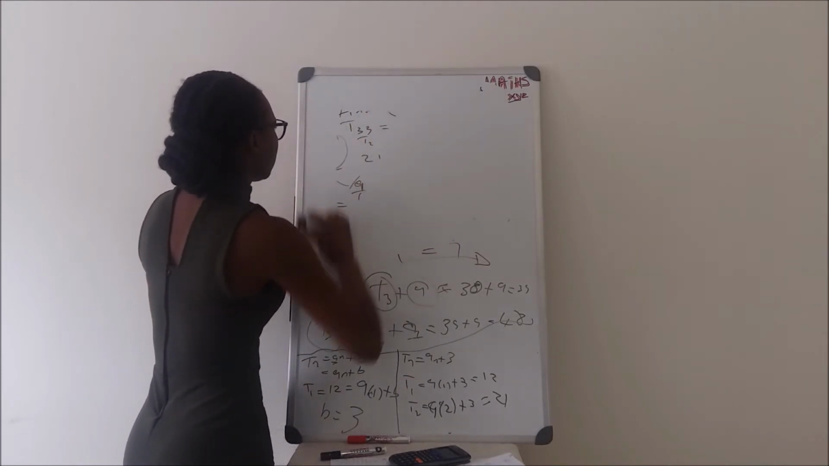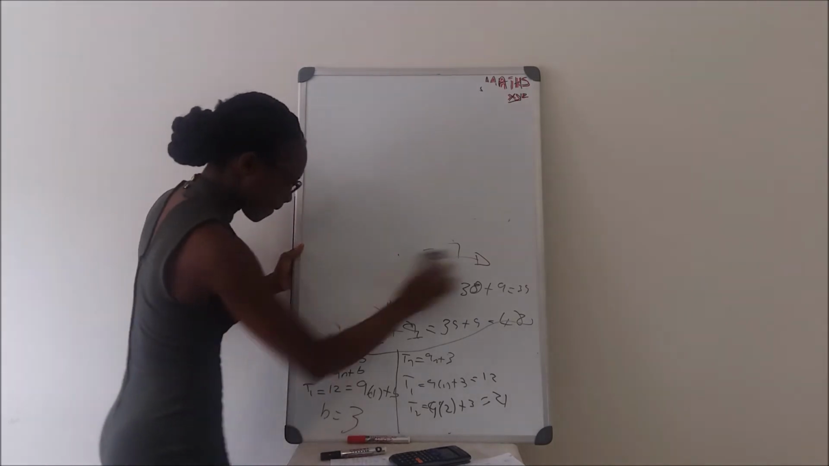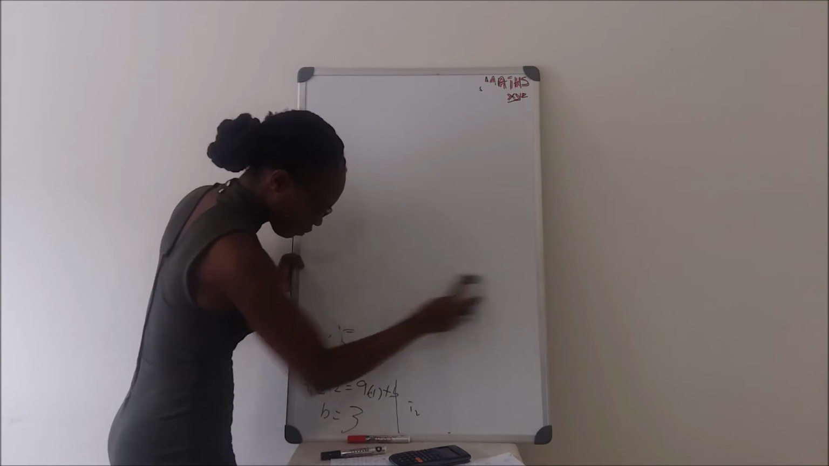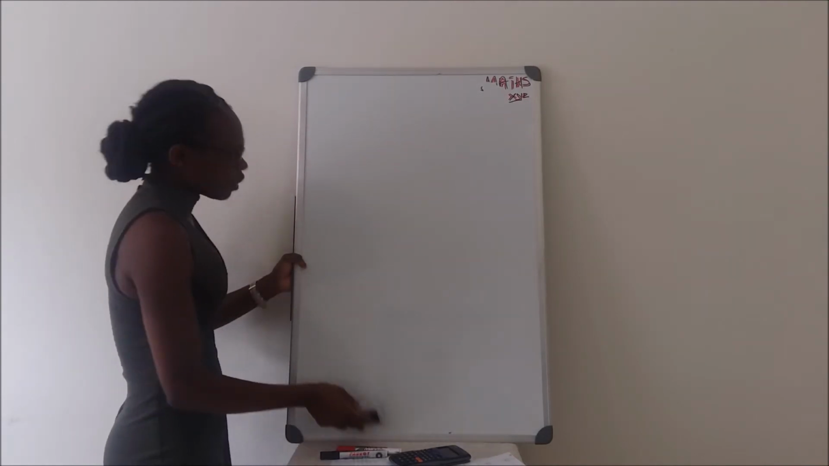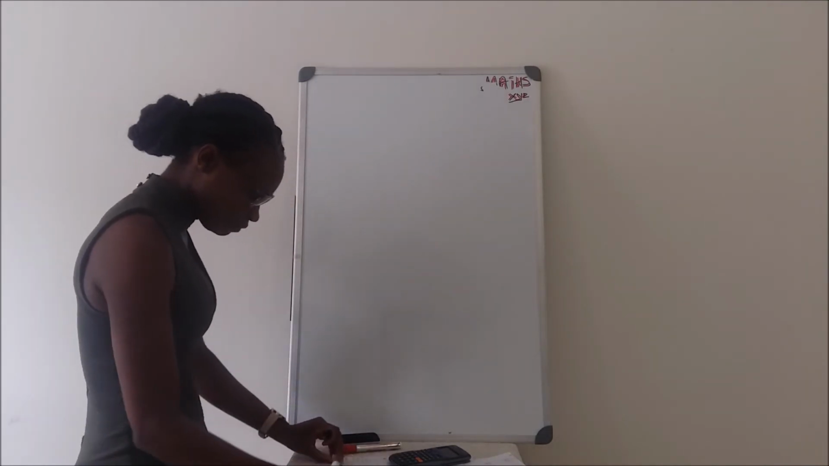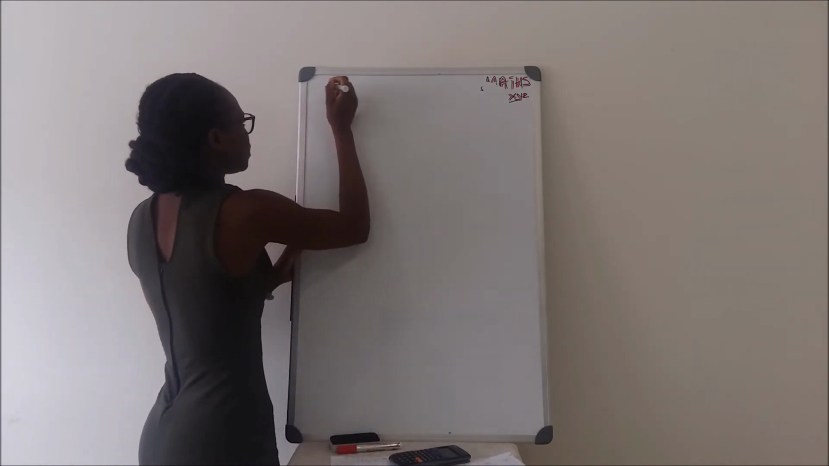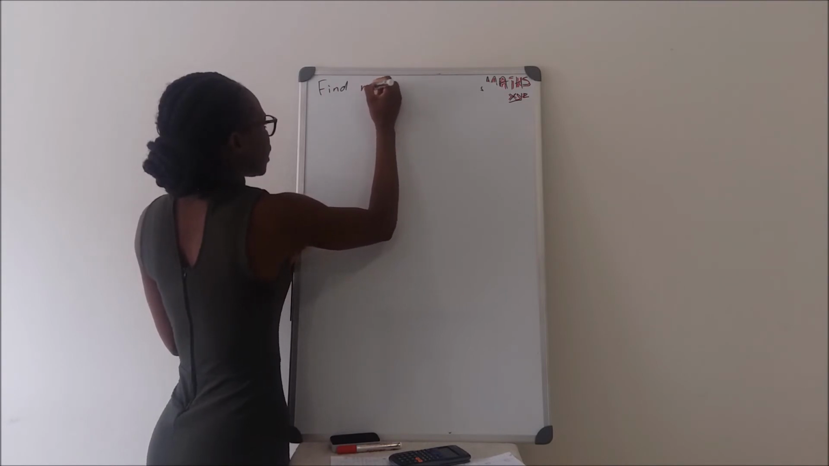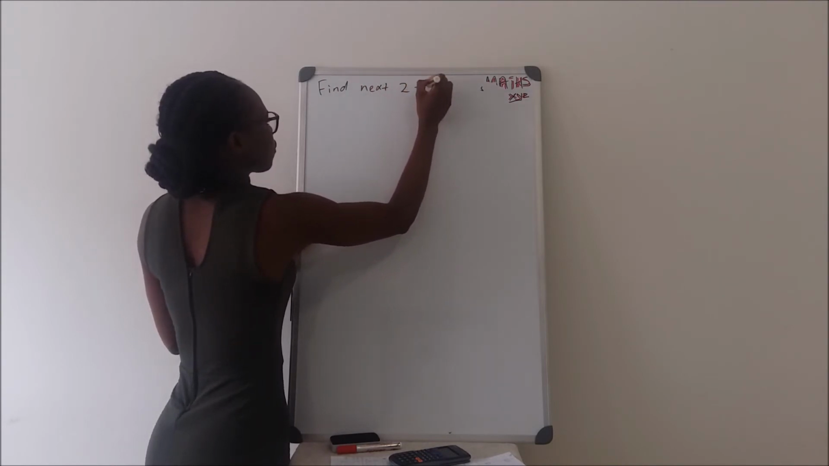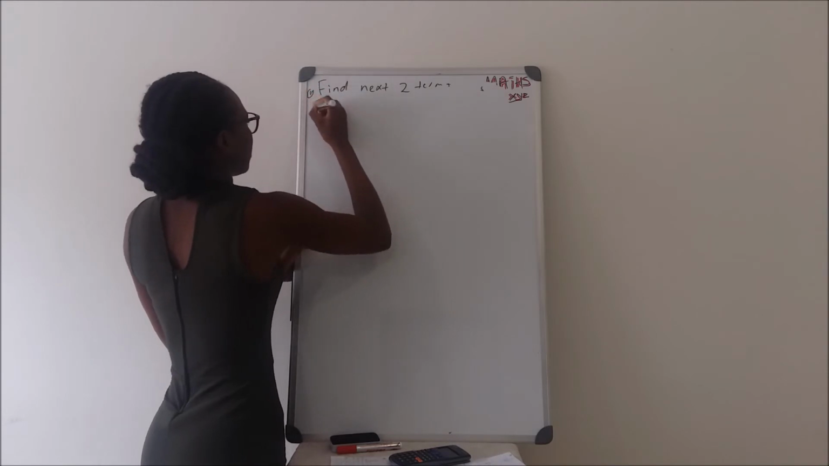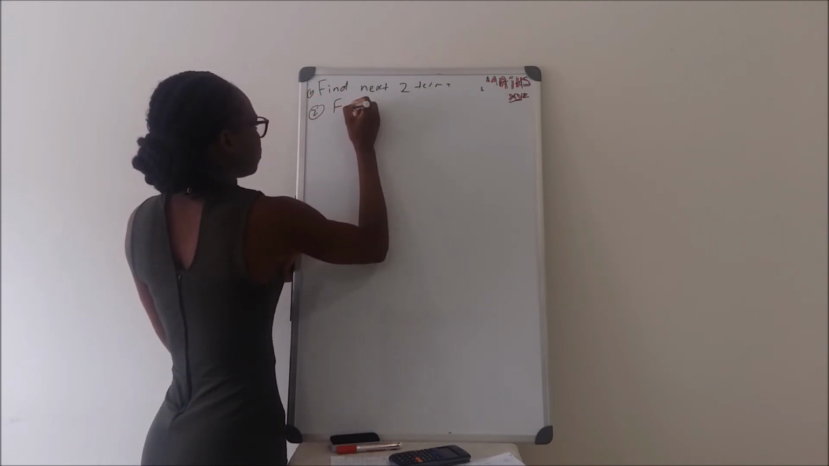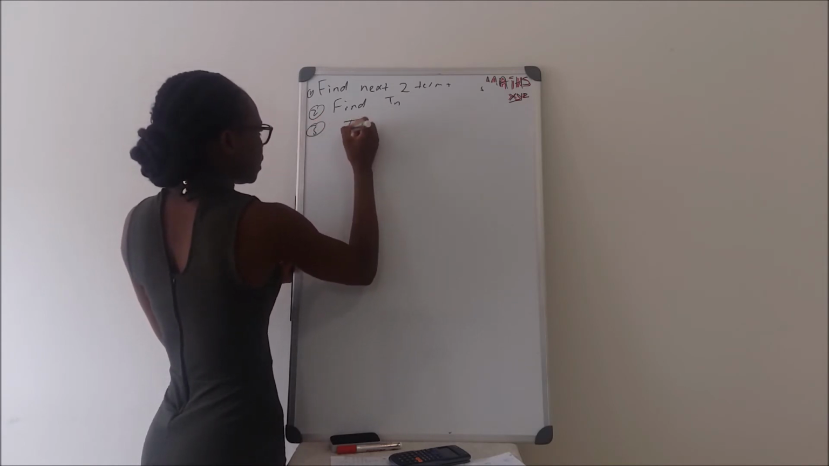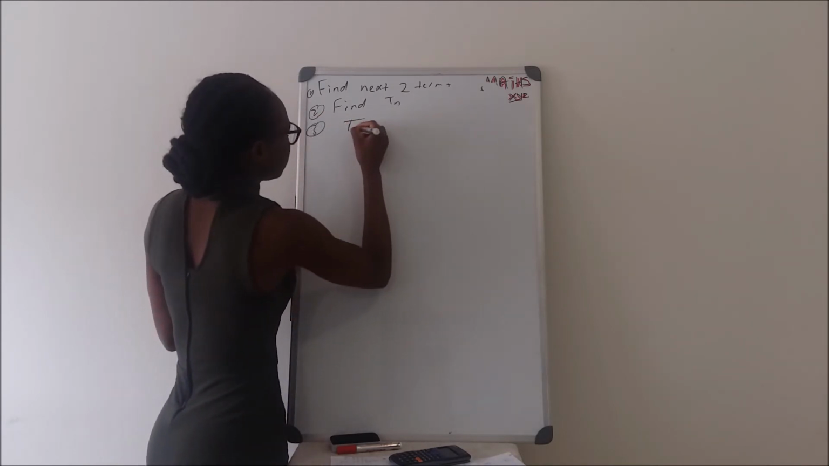which will be the last question. Okay, the next question is the very same thing. You must find the next two terms. Number 1, number 2, find Tn. And number 3 says you must find T100, okay?